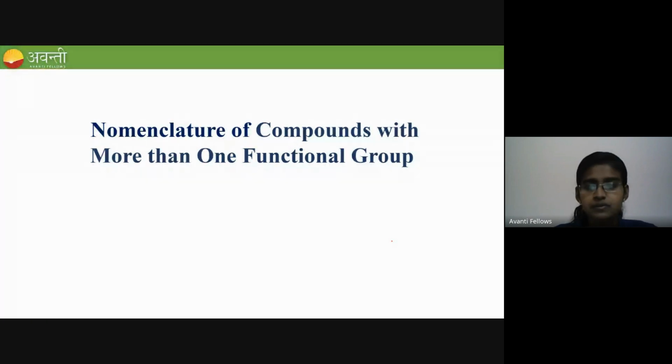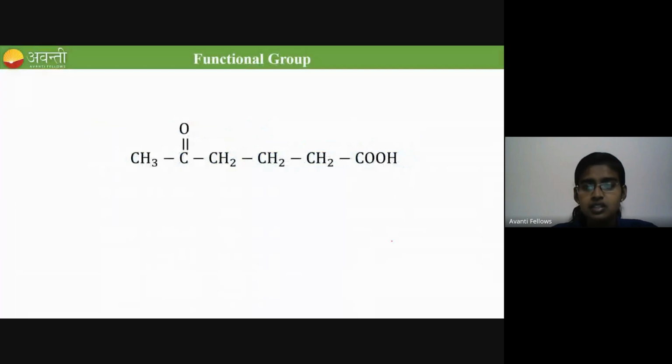Okay, let's see. A compound is given to you on the screen. First of all, I'm telling you that the compound contains 2 functional groups. You tell me the names of those 2 functional groups present in this compound. Let me see who gives the correct functional groups. What are the 2 functional groups present here? Very good, Rashmi. Ketone and carboxylic acid, right?